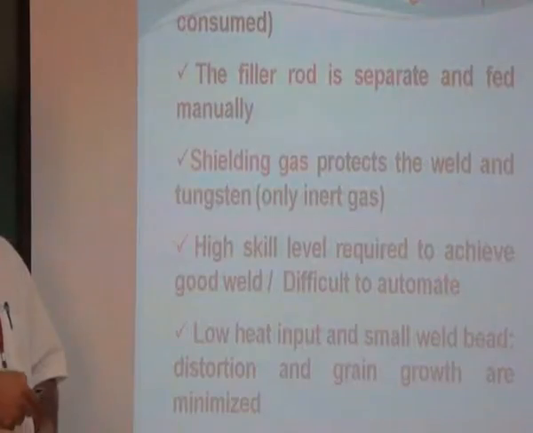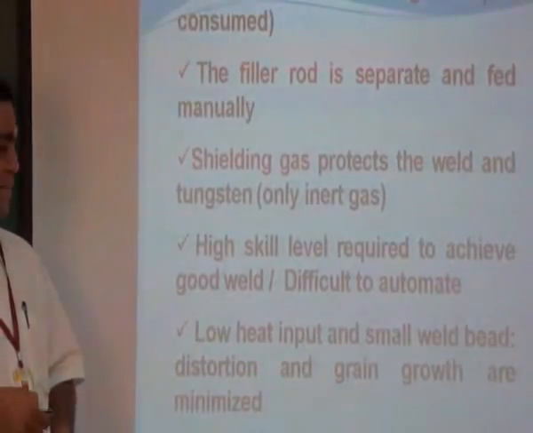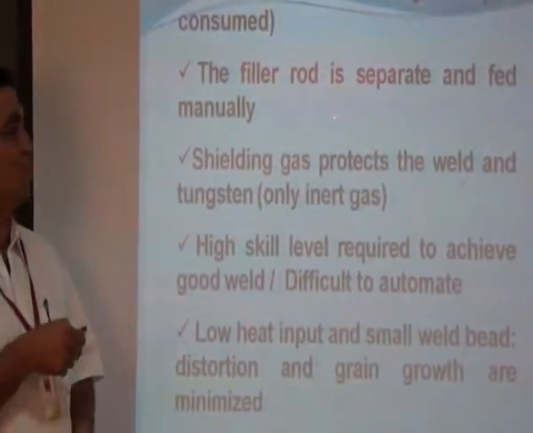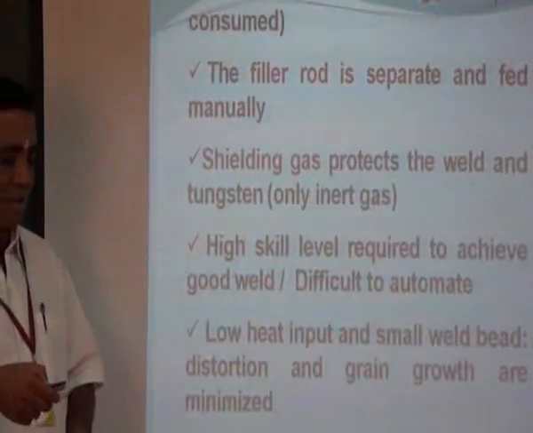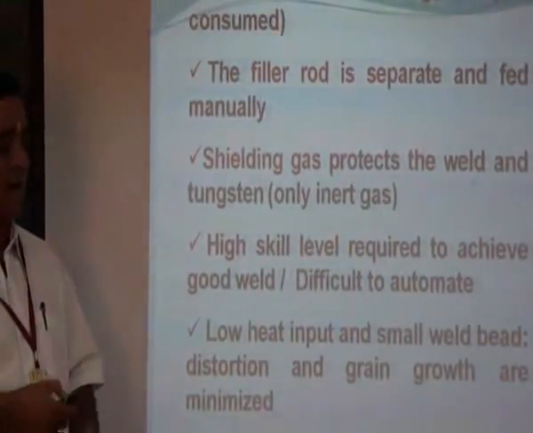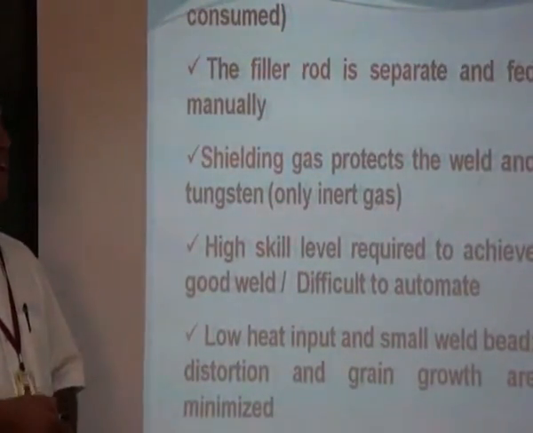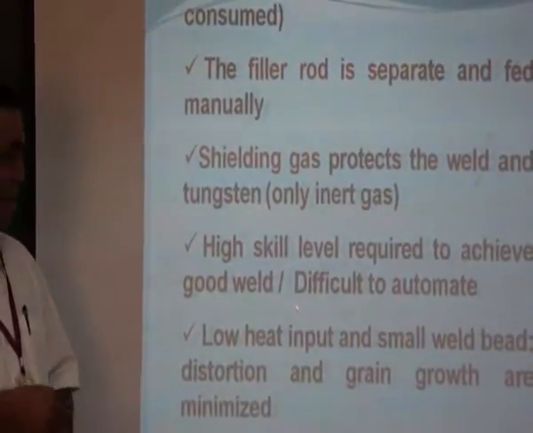Now, next thing is, it is very difficult to automate, because two things are involved. One is the tungsten rod, and another is the filler rod, which are two separate entities. And then we cannot automate this.